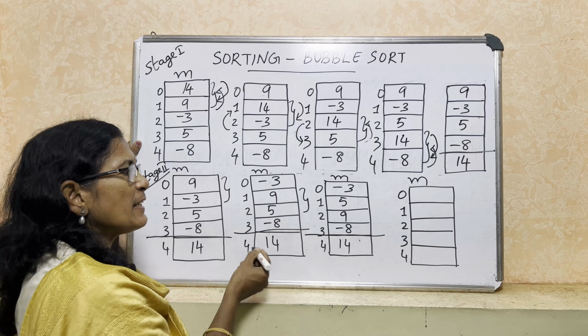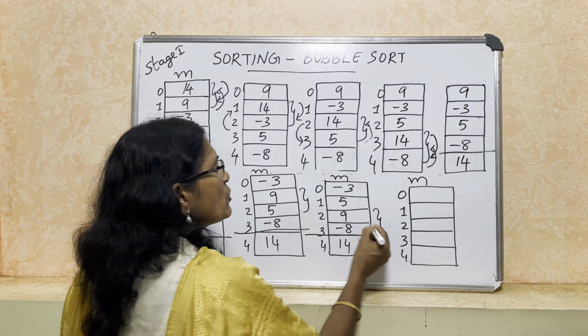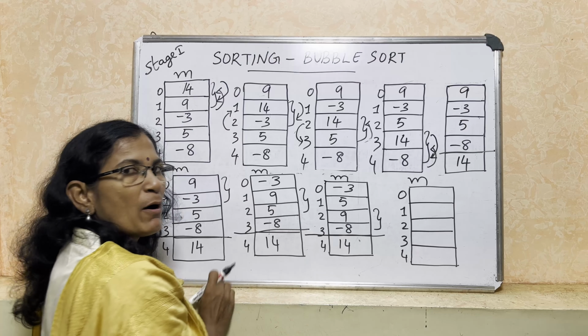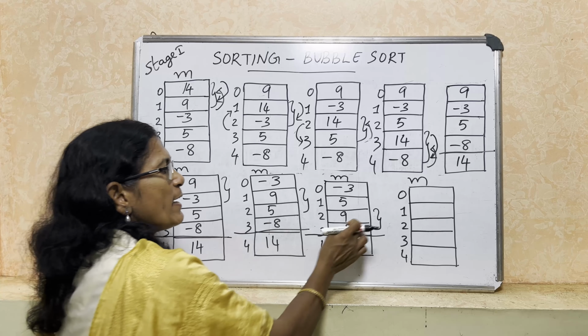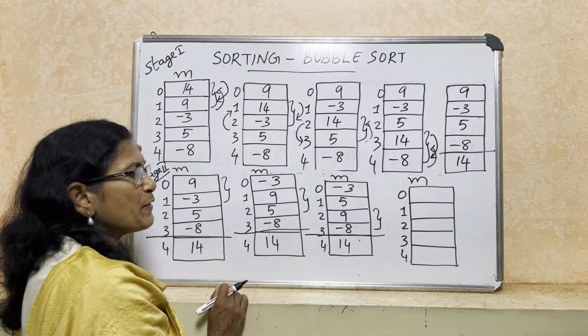Now let's go for the next comparison. Element at index number 2 and 3 should be accessed and compared. M of 2 greater than M of 3. M of 2 is 9, M of 3 is minus 8. So we have to interchange these two values because the smaller value should come first.